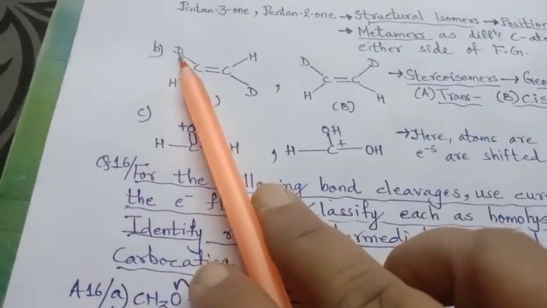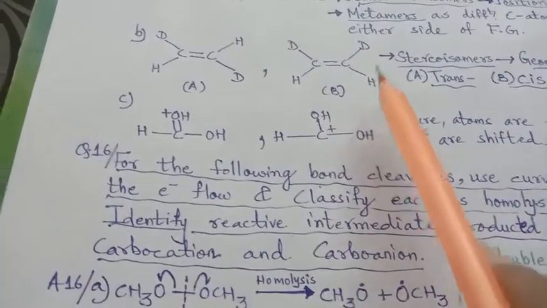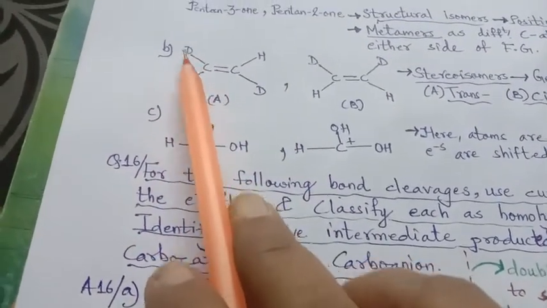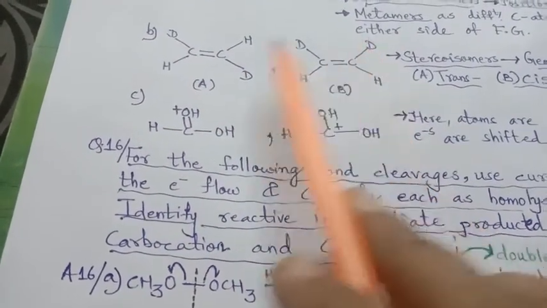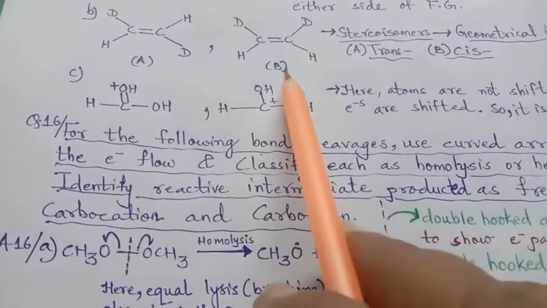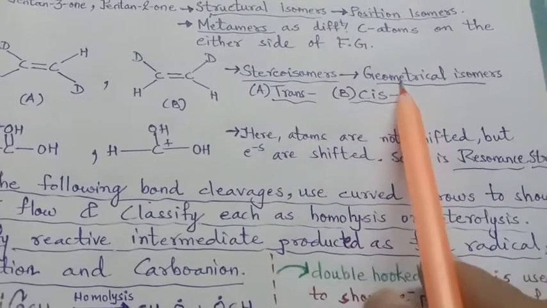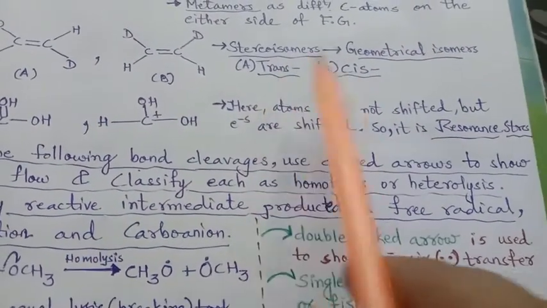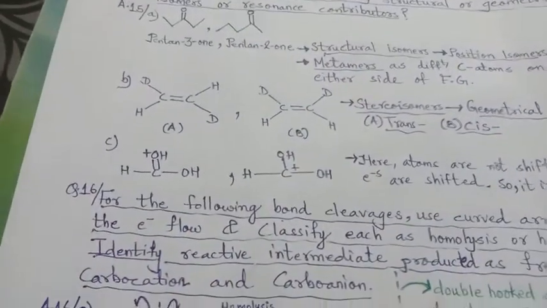Right? Geometrical isomers, and what is the difference in the geometry? Here you see this is D H, this is H D. Here it is D H, here it is D H. So what is here? Here the hydrogen and the functional group are opposite to each other. Here they are on the same side. So this is opposite, so trans isomer, and here it is cis isomer. So the relation is stereoisomers, geometrical, and the first, that is A, is the trans geometrical isomer and B is the cis geometrical isomer.